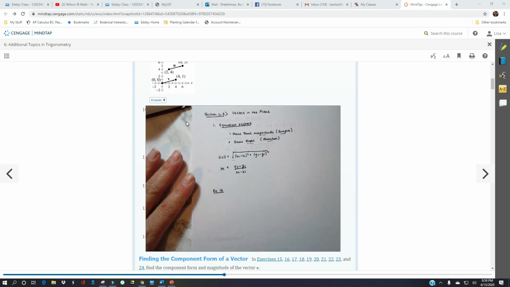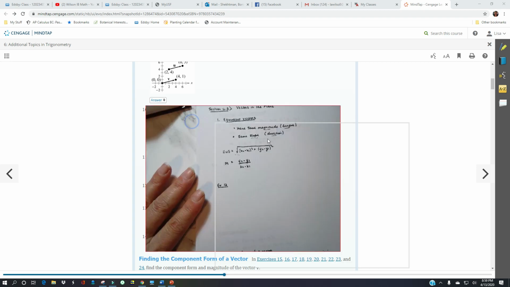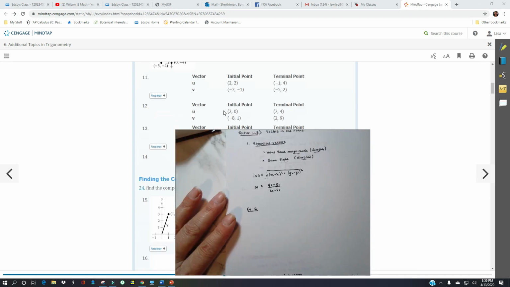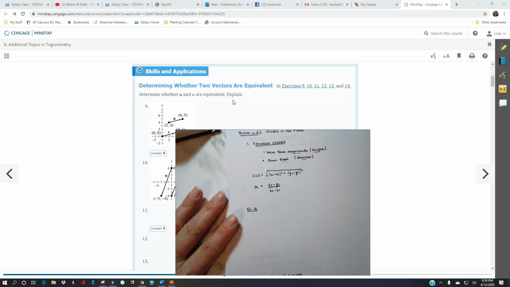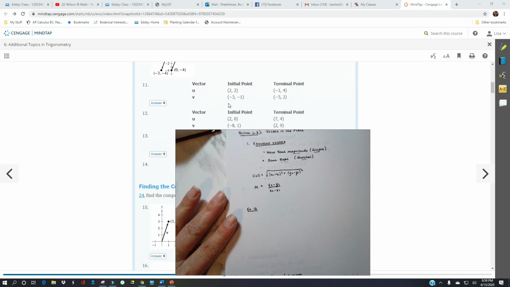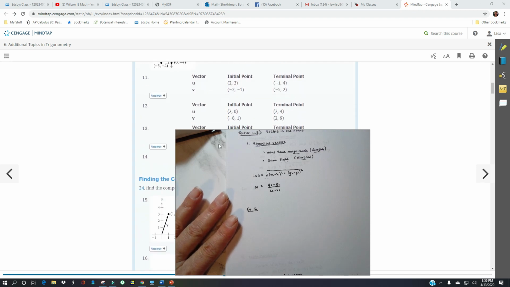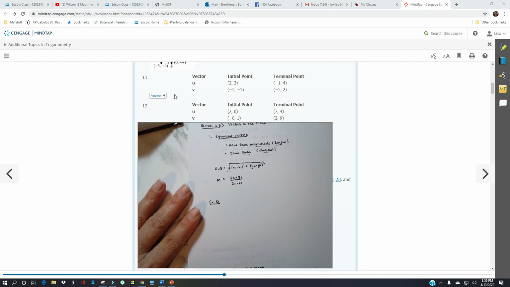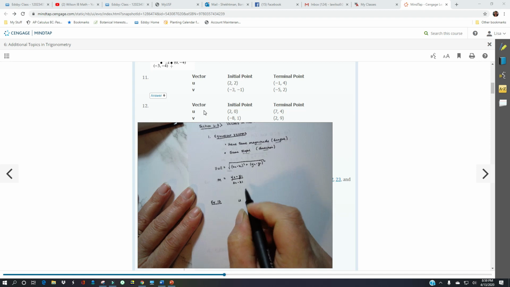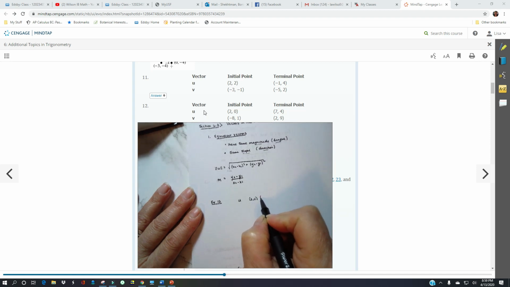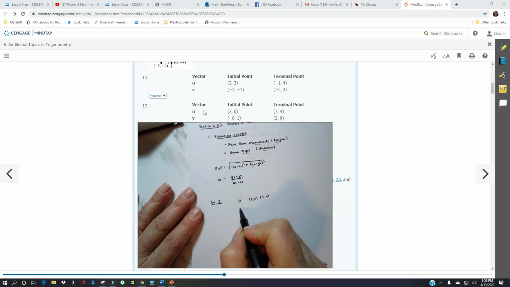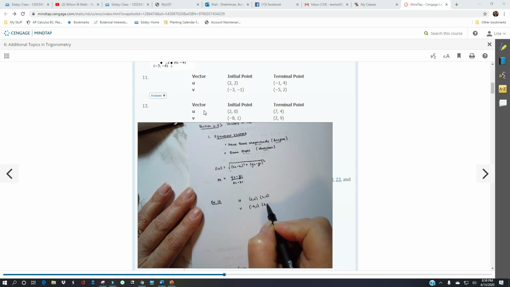Okay, so a simple example is example number 12. Bring that up here. So in this exercise, again from the book, they want to know, are these two vectors that are given equivalent? All right, so here's the vectors here for number 12. U has initial point (2, 0) and terminal point (7, 4). And V has the initial point (-8, 1) and terminal point (2, 9).